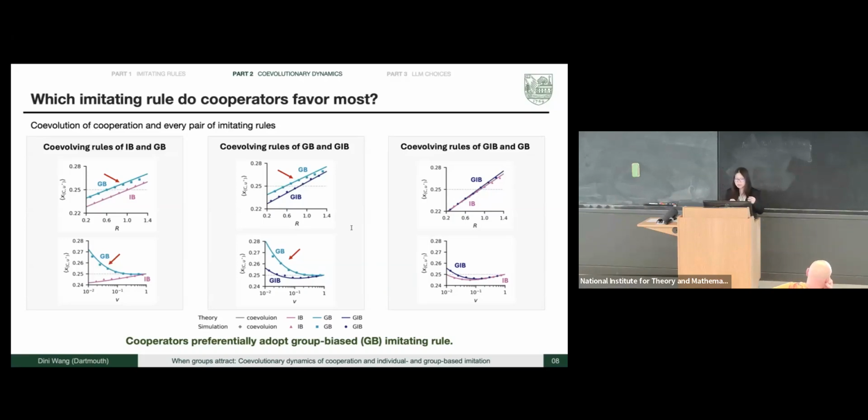So the main pattern is that whenever group bias is present, cooperators tend to adopt it more frequently than another competing rule. So the group bias rule not only promotes cooperation, but is also preferentially adopted by the cooperators under the coevolution setting.